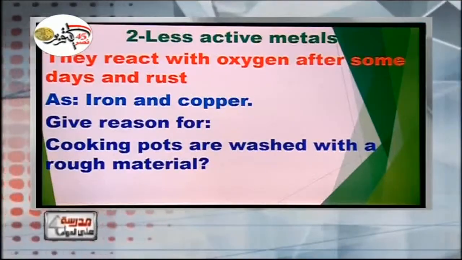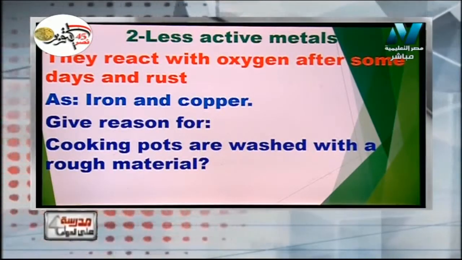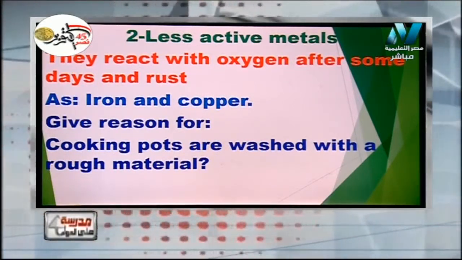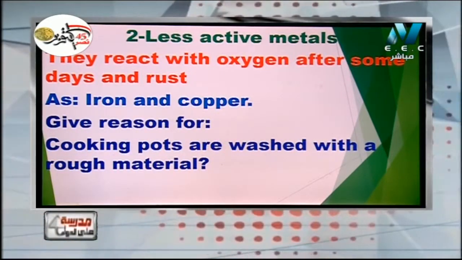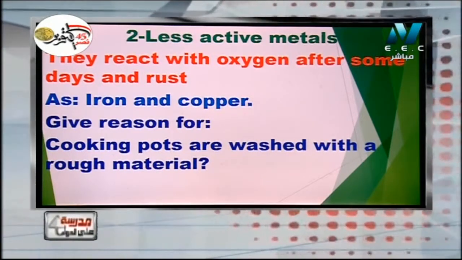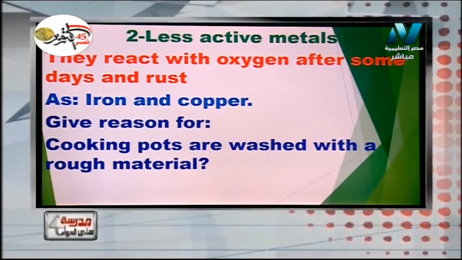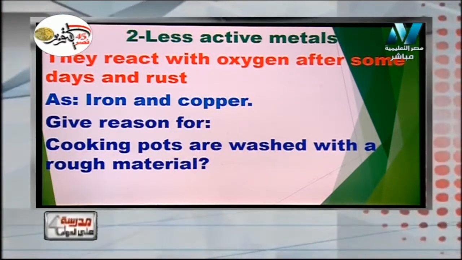So we can't leave iron in the atmosphere without covering it. But how can we cover iron? We can cover iron by plating it, by painting it with a nickel or silver layer to protect it from reacting with oxygen, to protect iron from rust. So sometimes we see lamp posts on the roads painted with what? With silver or with a nickel layer. Why? To protect iron from rust, from reacting with oxygen.